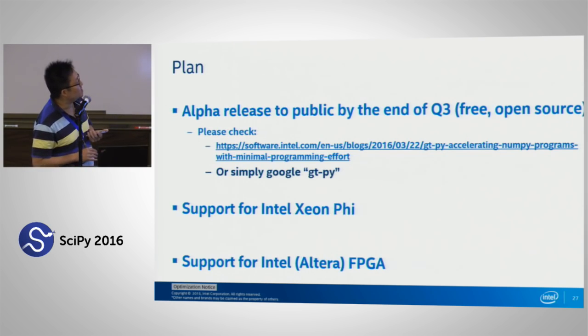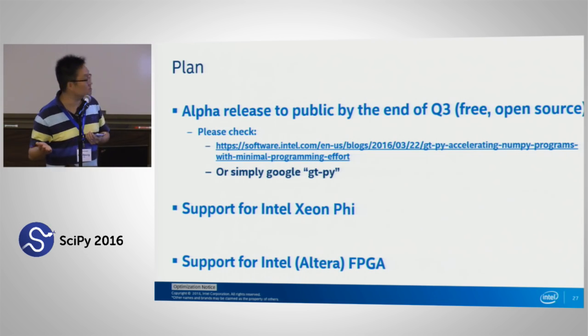In terms of the plan, the plan is on track to have an alpha release to the public by the end of this quarter, which means September. It will be free and open source, and you can check this web page, but I don't think you can remember it, of course. Then you can simply Google GTPy.